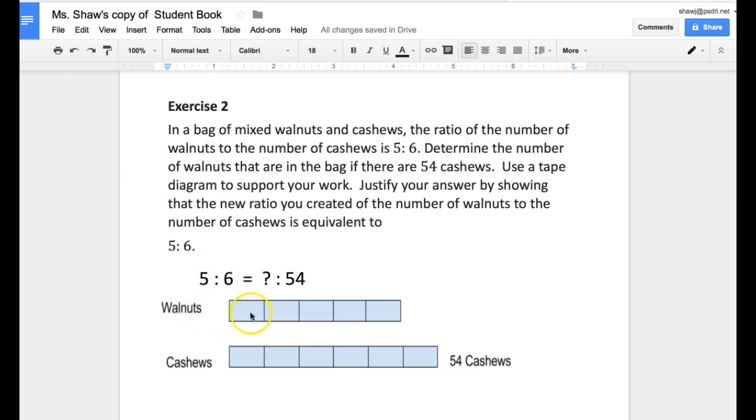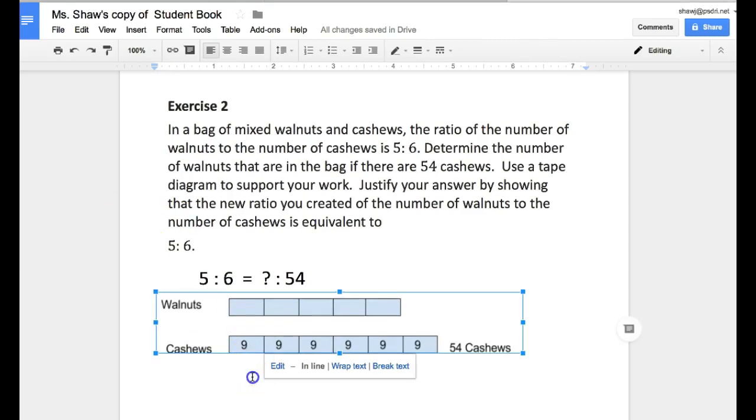The original ratio, 1, 2, 3, 4, 5 to 6. 1, 2, 3, 4, 5, 6. This one is walnuts, this one is cashews, and we know that there are 54 cashews. Now all we need to know is what number goes inside each one of these units. Well, you can figure that out by saying 54 divided by 6. That will give us 9.